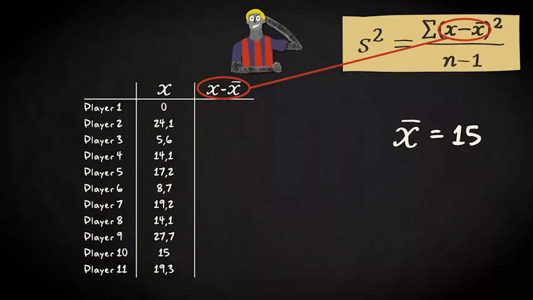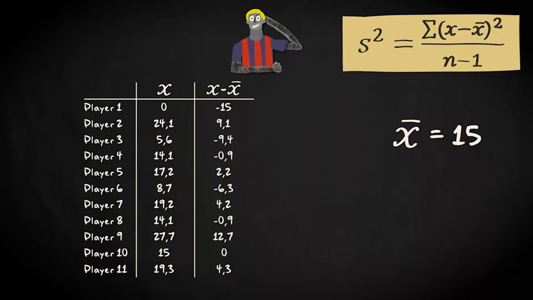The second step is to subtract the mean from every single observation. So, let's take the first value, 0. We subtract the mean from this value. That gives 0 minus 15 is minus 15. We do that for all our values in the sample. When we are finished doing that, we have completed this part of the formula.